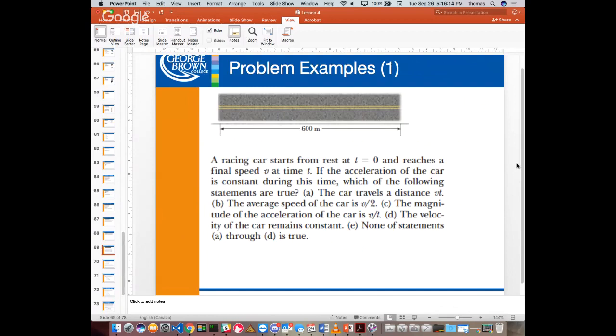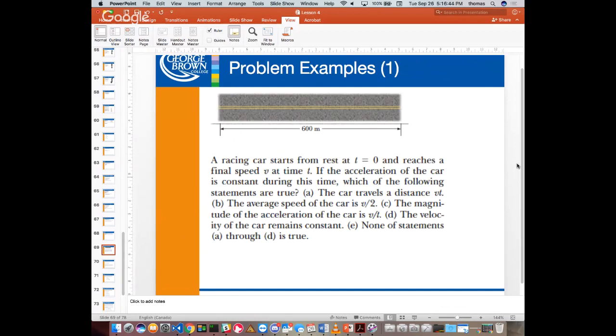So a racing car starts from rest at t equal to 0. Okay, so where t is time, right? And reaches a final speed v at time t, whatever that time is. If the acceleration of the car is constant during this time, which of the following statements are true? So this is a true, false, multiple choice kind of question, right? A, the car travels a distance vt. Is that true?